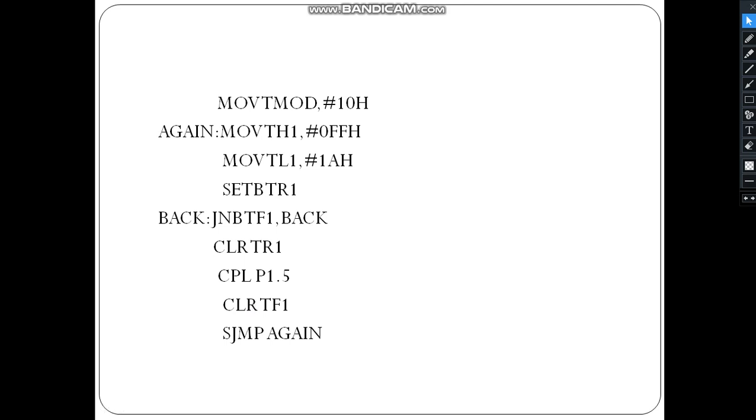Once again we have to load TH and TL with the appropriate value. So we use the instruction SJMP again, and it comes back to the loop. This is how continuous square pulses are generated.